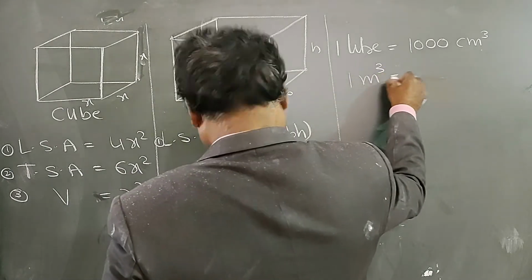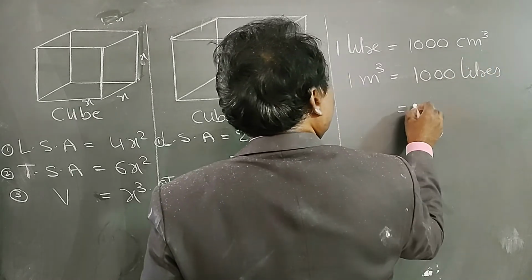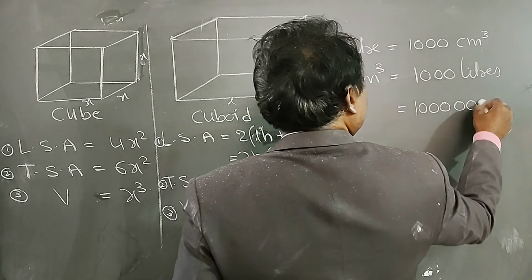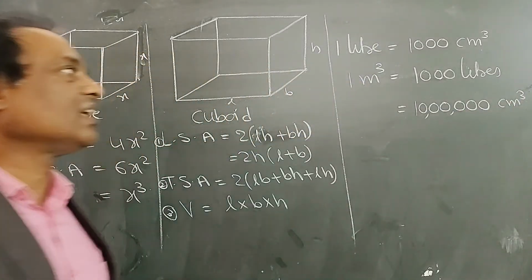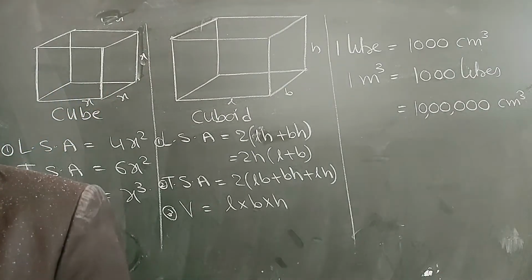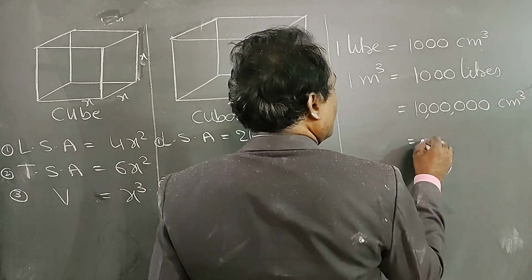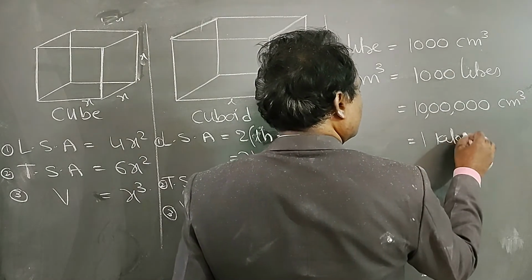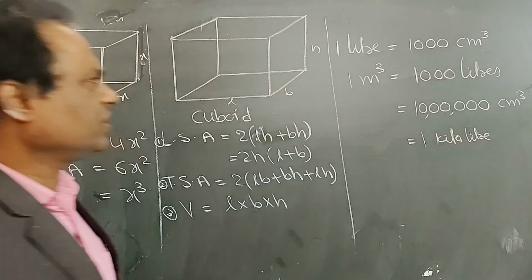1 meter cube is equal to 1000 liters, or 6 zeros centimeter cube: units, tens, hundreds, 1000, 10,000, 1 lakh, 10 lakh centimeter cube. 1 meter cube is 1000 liters. 1000 liters is also called 1 kiloliter. So these are the units.